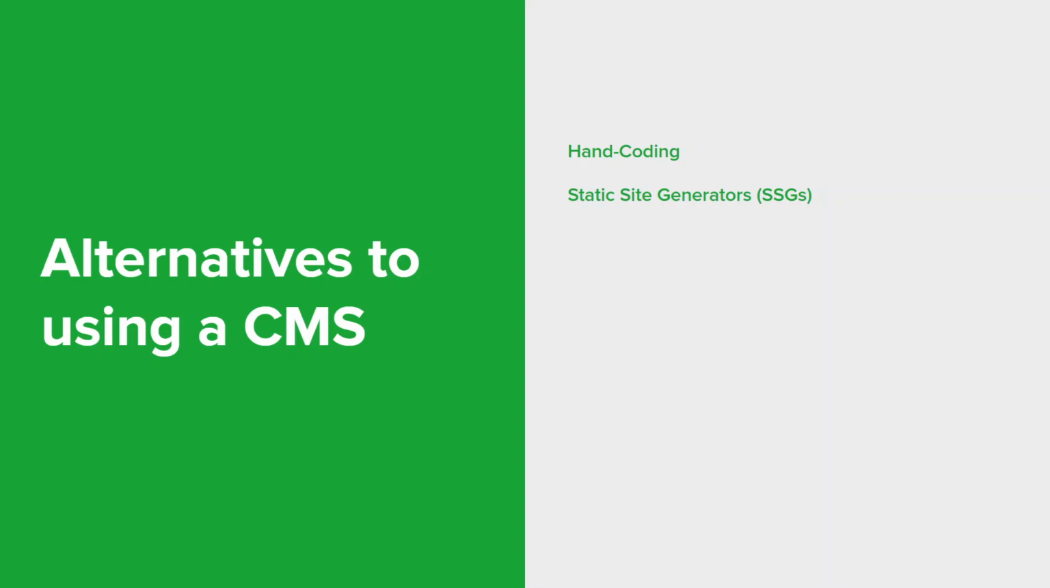SSGs like Jekyll, Hugo, and Gatsby generate websites as a collection of static HTML files based on templates and data. They are suitable for blogs, documentation sites, and other content-focused websites. Static sites are fast and secure, but they require a little bit more technical knowledge.